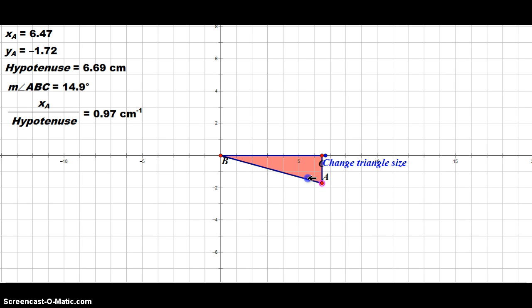So here we have it down into the fourth quadrant, and we're trying to get that ratio of 0.87, and there we have it. Notice that the x-coordinate is exactly the same, 5.80, and the ratio is 0.87. So the cosine ratio is positive in that first quadrant. We had 0.87, and in this fourth quadrant we have the same ratio, 0.87.